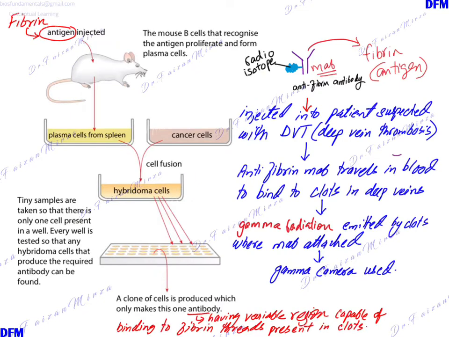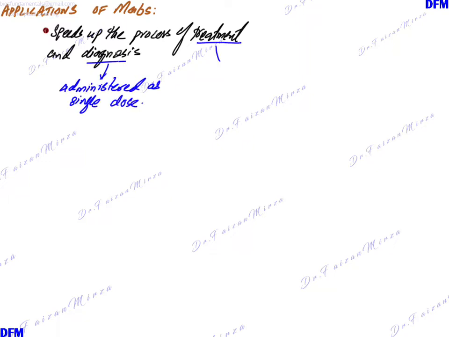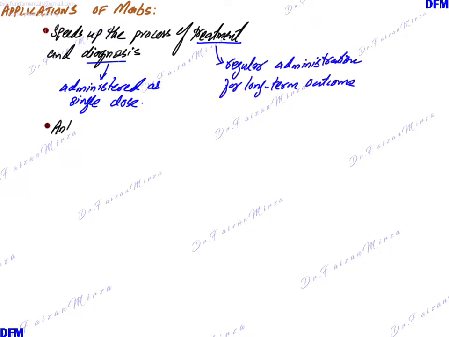How does the application of mAb differ? We know that the main purpose of using mAbs is that it speeds up the process of treatment as well as diagnosis. For diagnosis, it is administered as a single dose, but for treatment, it is given as a regular administration for a long-term outcome, as well as follow-ups are kept in check, so we know the progress of the patient.